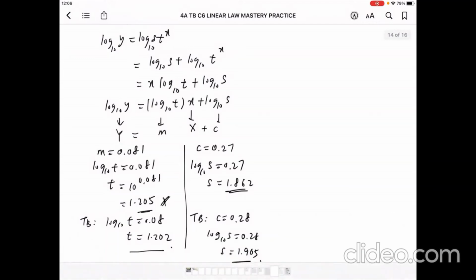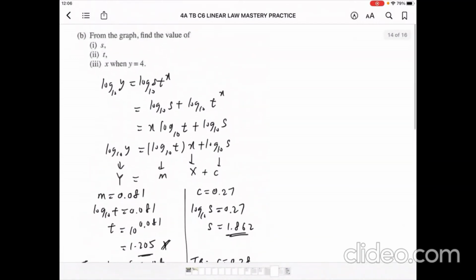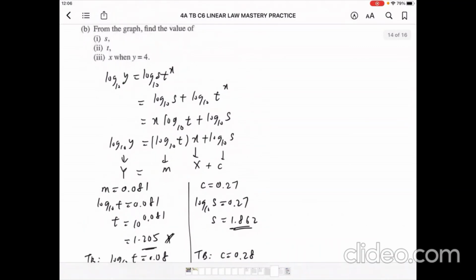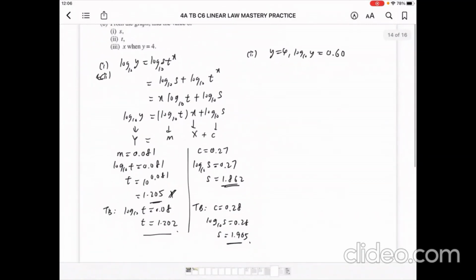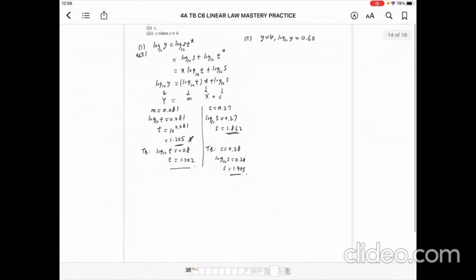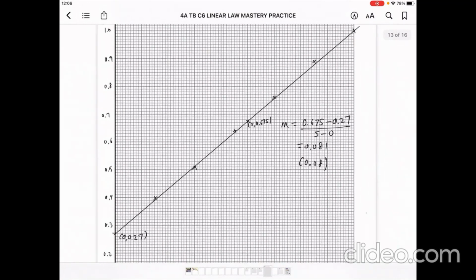The value of x when y is 4. Roman 1 and Roman 2 are done already. Roman 3, when your y is 4, what is your log base 10 y? Log base 10 y is 0.60. So we have to go back to your graph. Where is 0.6? Because the question says from the graph, 0.6 is over here.